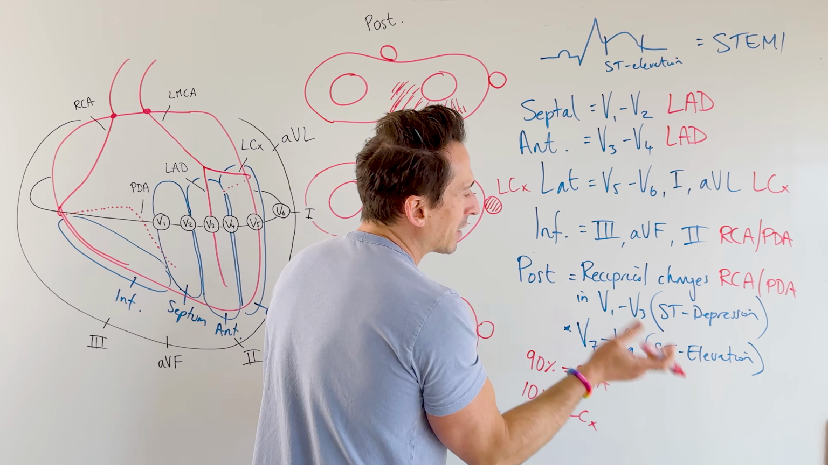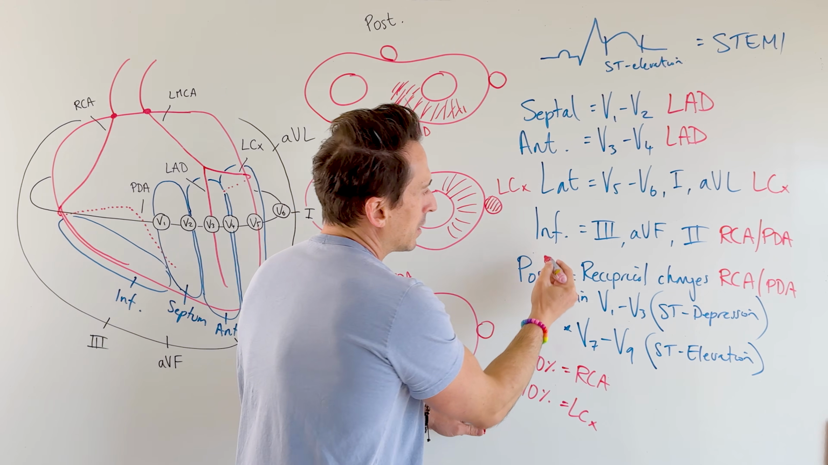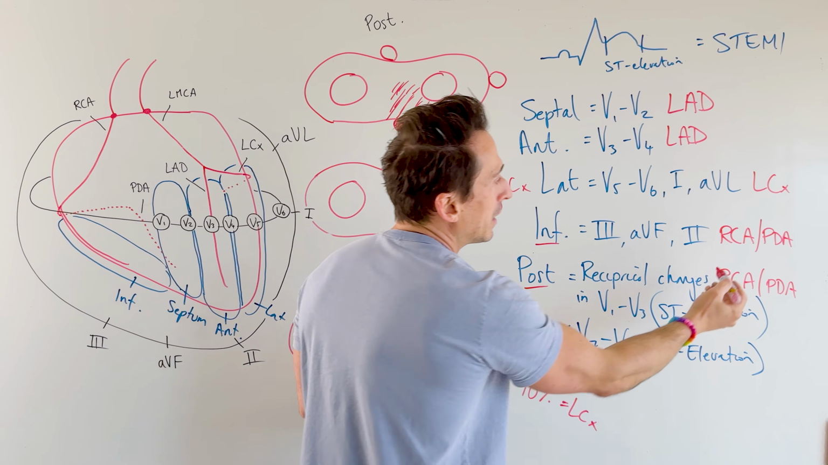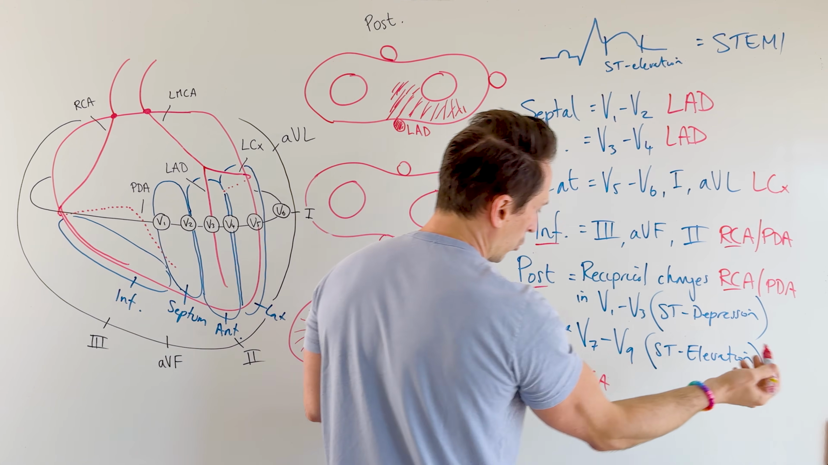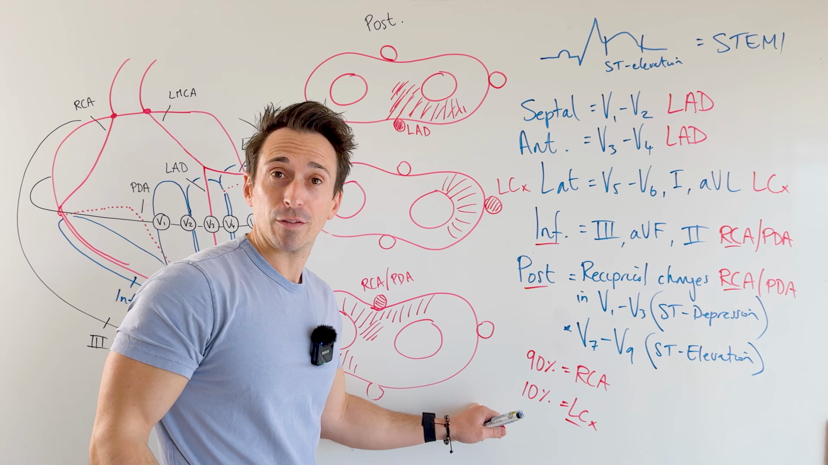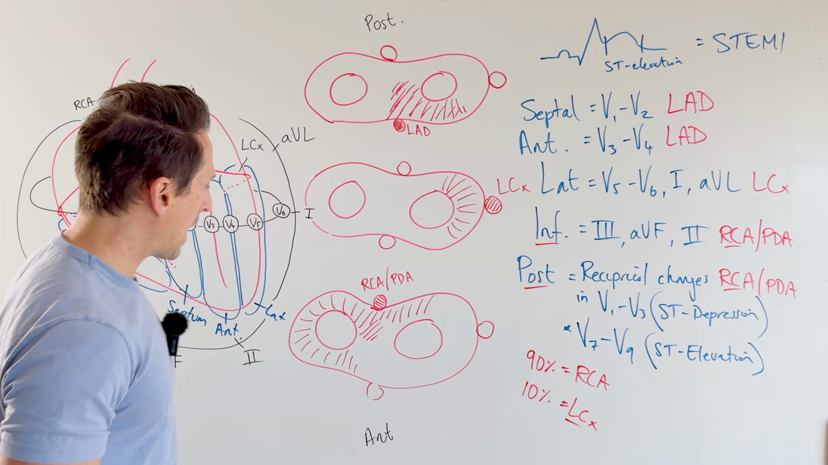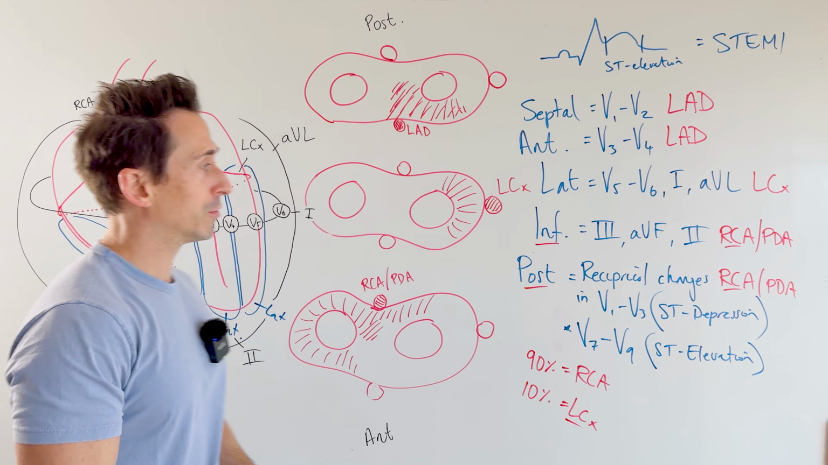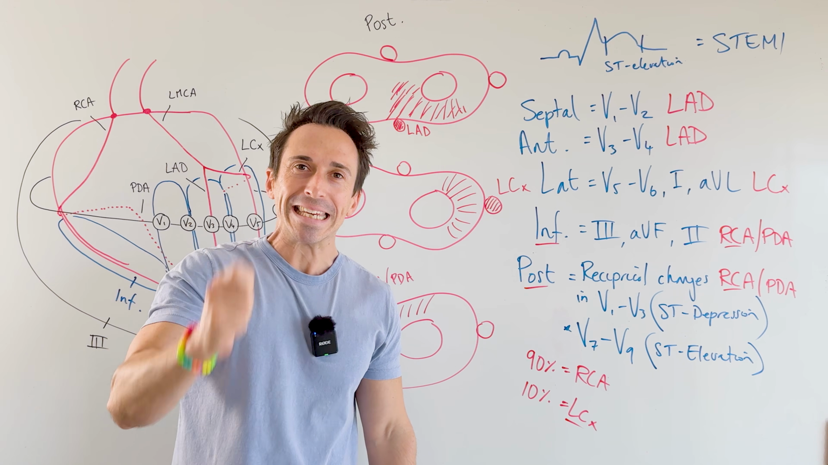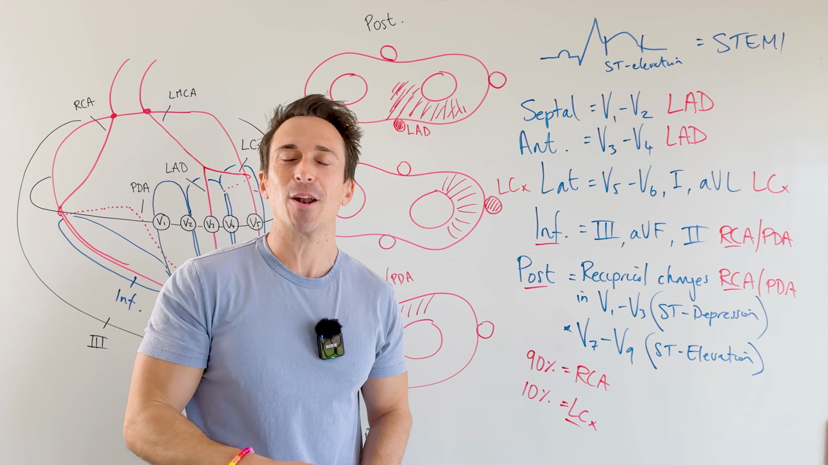So depending on whether somebody's right dominant or left, the inferior and posterior may be right coronary caused or left circumflex caused. And that's pretty much everything I want to go through. So a nice quick run through, but high yield, a lot of information. I'm Dr. Mike and I hope that helped.